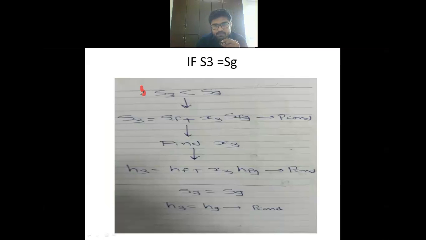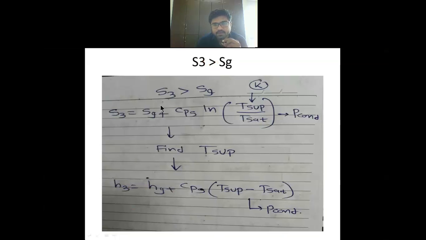Our condition 1. This is our condition 2. And if this is the third condition, at that time you have to use this formula: find S2 first, then from S2 find S3. If S3 is greater than SG, use this formula and find this, find this, put this value, and find H3. I hope you have understood the whole procedure properly.